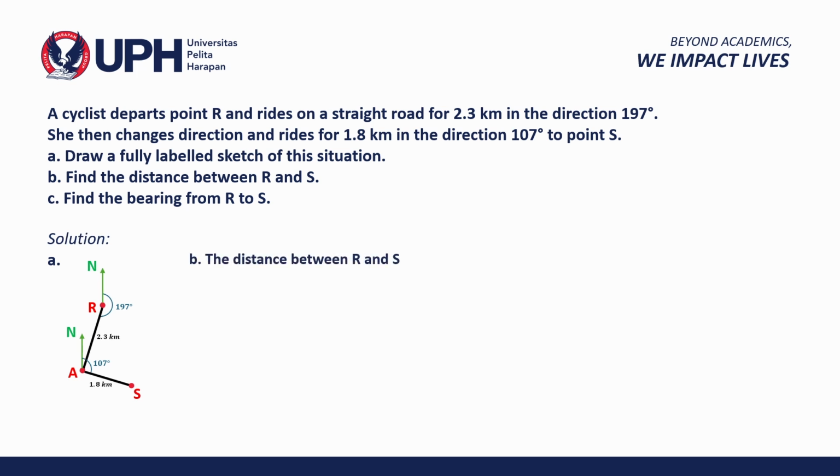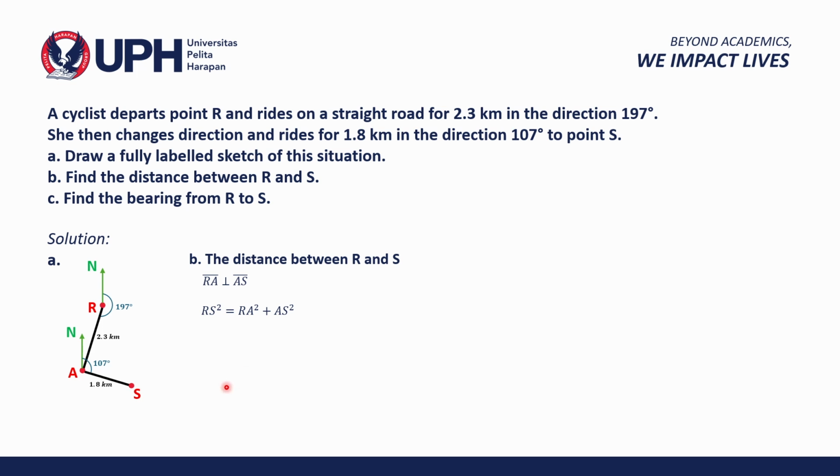Next, we're going to find the distance between points R and S. The difference between the two bearings is 197 degrees minus 107 degrees, which equals 90 degrees. This means that the paths RA and AS are perpendicular. Therefore, triangle RAS is a right-angled triangle with the right angle at point A.